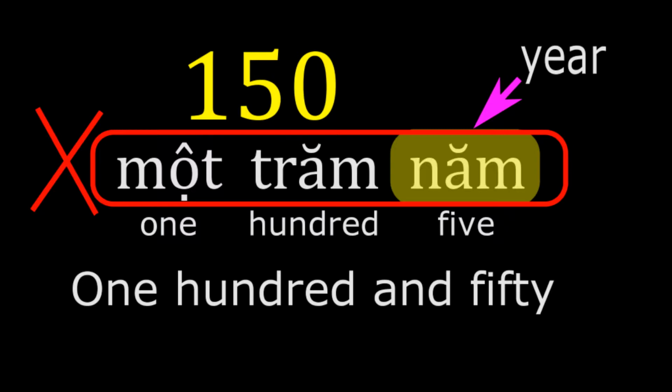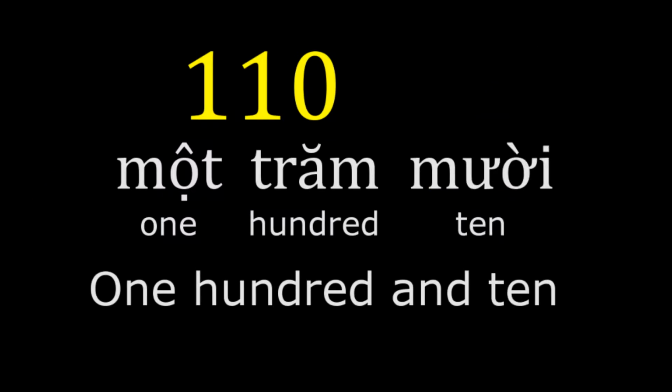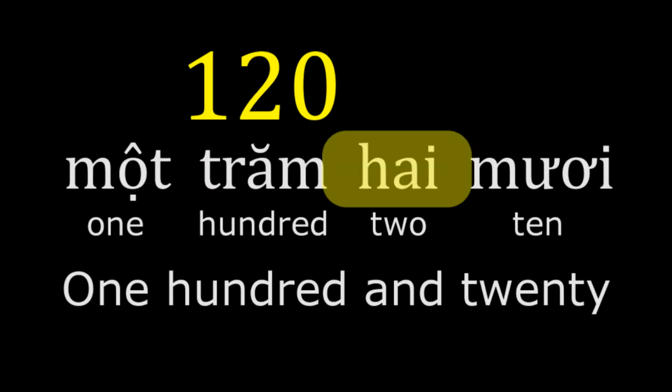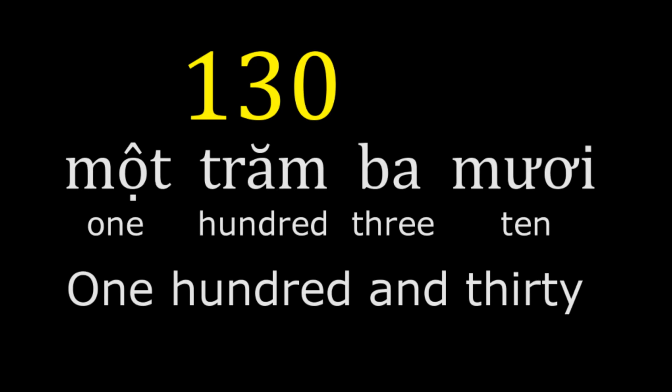From 160 to 190, you just put 100 and the single digit together. The formal way to say 110 is 110. The formal way to say 120 is 120. The formal way to say 130 is 130, etc. At this point, you have had all the knowledge to count from 1 to 999.